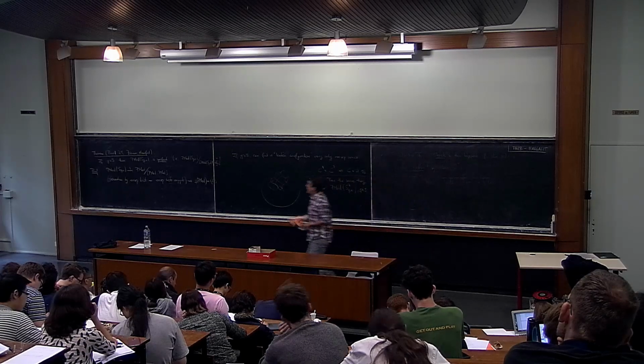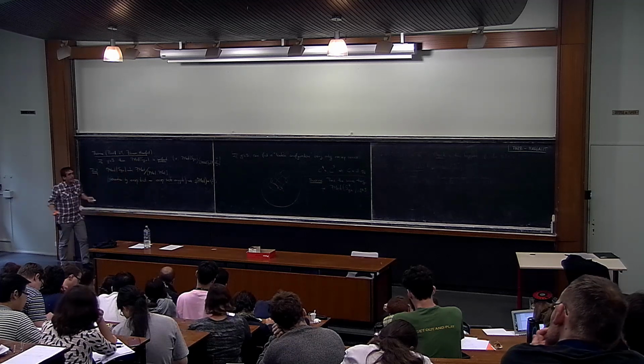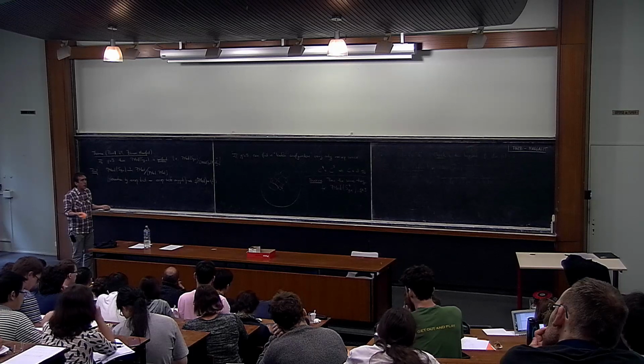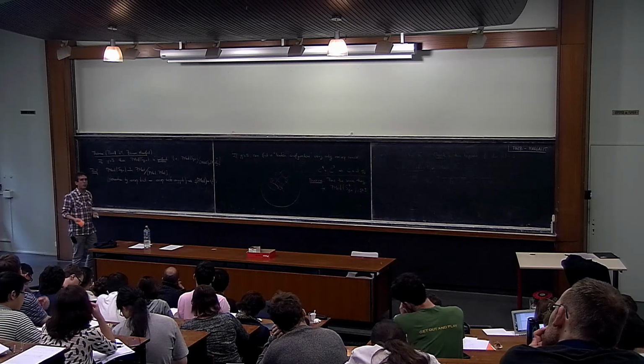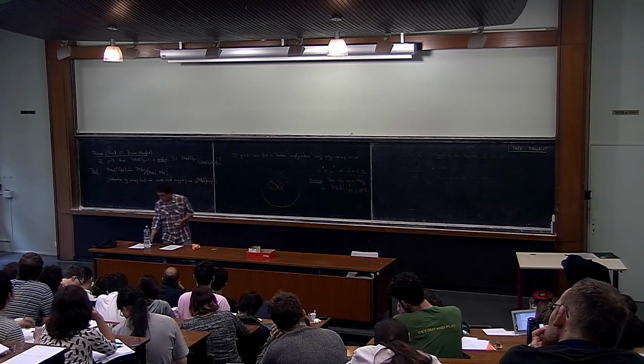So this is beautiful. You're getting algebraic statements about the mapping class group, and they boil down to topological facts, combinatorics of simple closed curves.